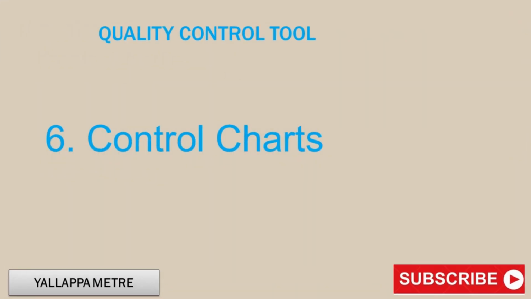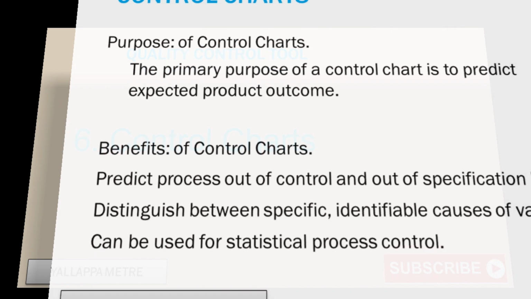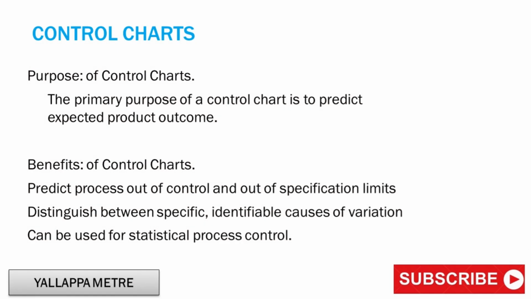It tells you what to work on first. 6. Control charts. Purpose of control charts: the primary purpose of a control chart is to predict expected product outcome. Benefits of control charts: predict process out of control and out of specification limits. Distinguish between specific, identifiable causes of variation. Can be used for statistical process control.